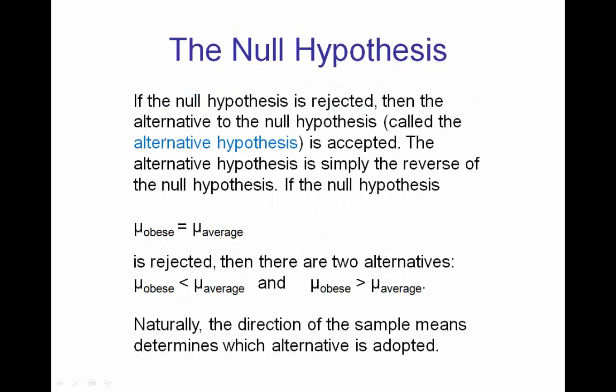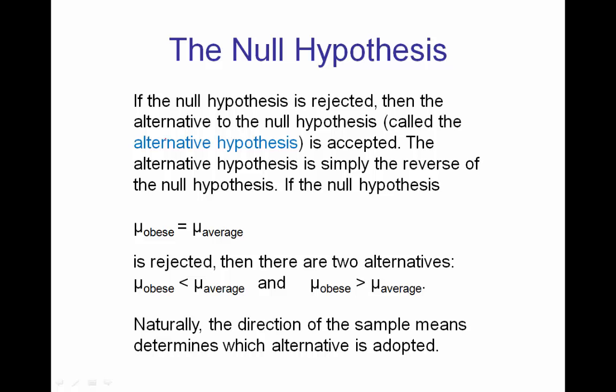If the null hypothesis is rejected, then the alternative to the null hypothesis, which is called the alternative hypothesis, is accepted. The alternative hypothesis is simply the reverse of the null hypothesis, that the two means were equal.